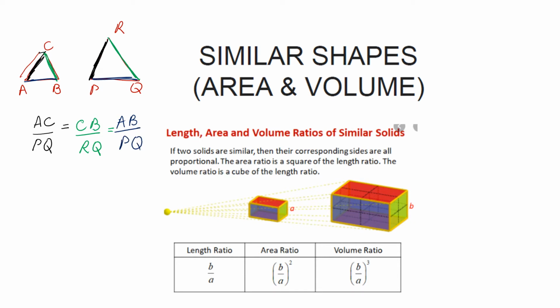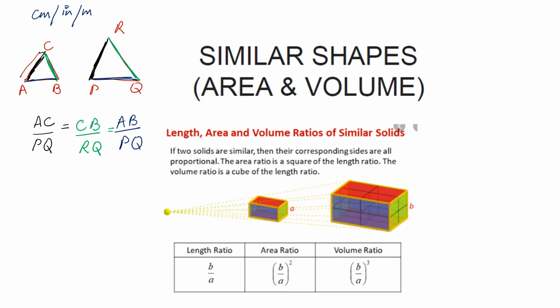Now, why are all the side ratios equal to each other? The reason is that the units of the sides may be centimeters, inches, meters, and so on. Since all the sides have the same units, they are equivalent to each other.